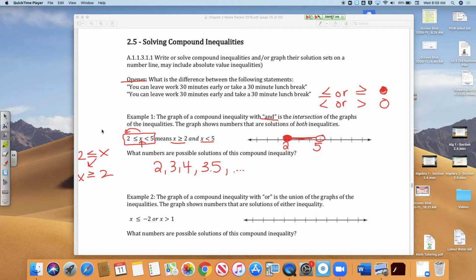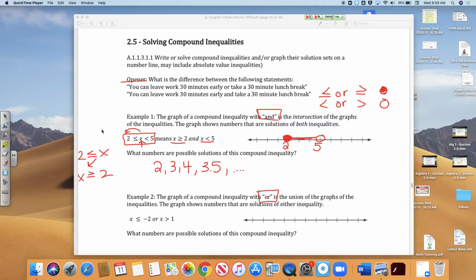This is called an AND statement inequality. When we have the word AND, the answers are between 2 numbers. When we have the word OR, the answers are not going to be between, but they're going to be on the outsides of 2 numbers. So this graph of the compound inequality says the word OR. And this is the union of the graphs. And this shows that solutions are going to be on opposite sides.